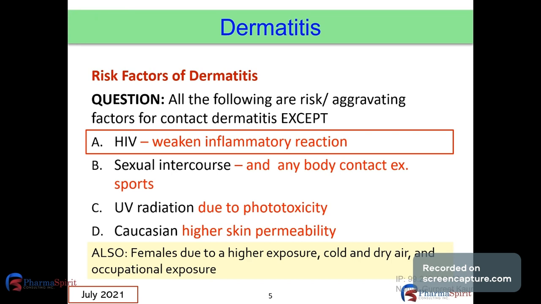Also, cold and dry air and occupational exposure also increase the risk. Occupational exposure are those who work in industry when they are exposed to chemicals and stuff like in the rubber industry and stuff like that. They also have a higher risk of developing atopic dermatitis and contact dermatitis.